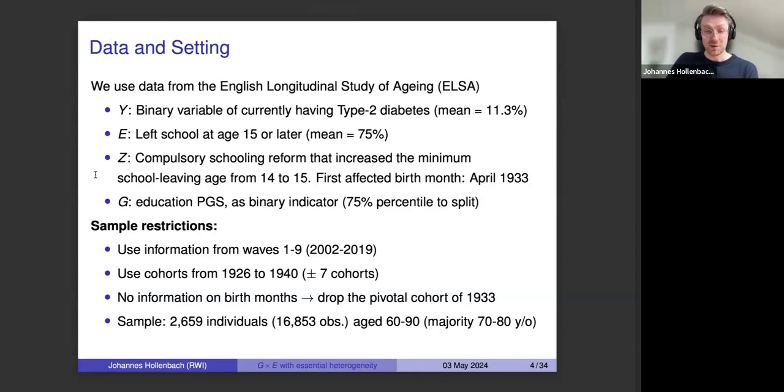Unfortunately, even though I have written them many emails, we don't have information on month of birth of the ELSA participants. So we need to drop the pivotal cohort of 1933 because we cannot assign them to either being born before the reform or after the reform. The final sample is about 2,660 individuals. With repeated observations, we have about 16.8K observations. And like I've mentioned, most of them are quite old. The majority is between 70 and 80.